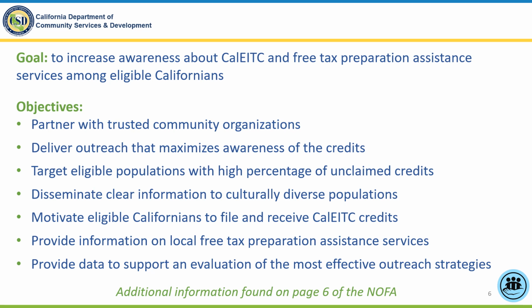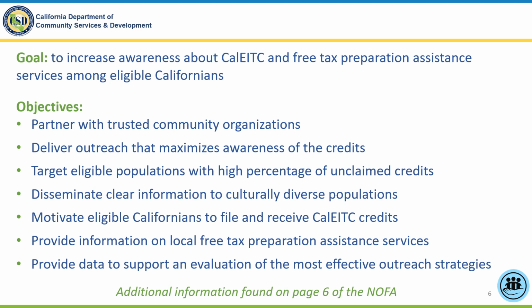Deliver education and outreach that maximizes awareness of the CalEITC and free tax preparation assistance programs. Information should also be provided on the federal EITC. To target eligible populations residing in areas identified as having a high percentage of unclaimed credits. To deliver clear, accurate, and consistent information to target audiences, including culturally diverse, hard-to-reach populations, to increase awareness of CalEITC and the Free Tax Preparation Assistance Program in English, Spanish, and other languages as applicable.